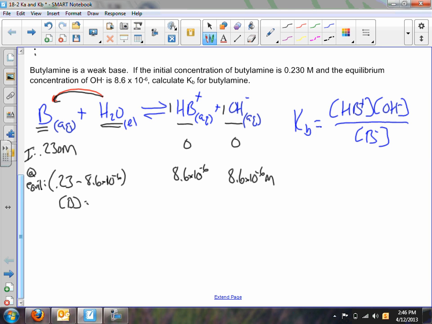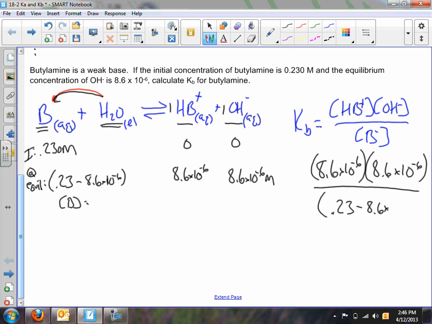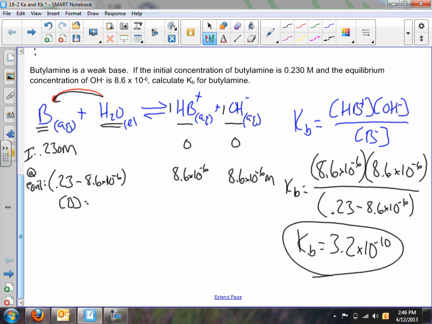So let's just plug in our numbers. HB plus was 8.6 times 10 to the negative 6. The hydroxide is also 8.6 times 10 to the negative 6 because it's a 1-to-1 ratio. The B originally was 0.23, but I have to subtract 8.6 times 10 to the minus 6. And when I do all of that, I get a KB value of 3.2 times 10 to the negative 10. No units on a KB, it just gives relative strength.